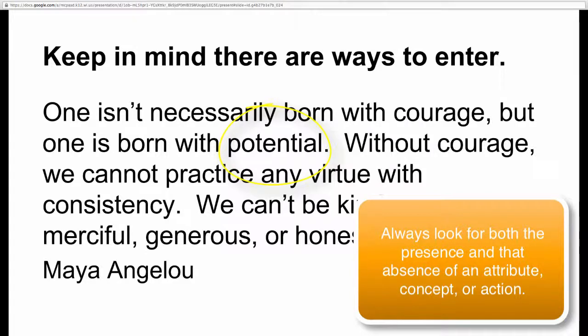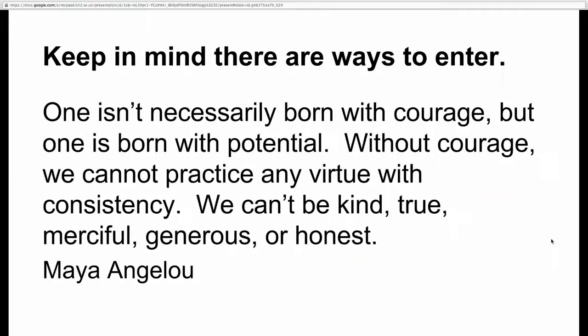Remember that when you're doing literary analysis, the presence of something is one thing, but it's equally important to ask about the absence of something. So we could talk about courage and who has it, but when we raise potential, we start to ask, who was not courageous and what moments did they have? Okay, so now we have two different ways that we can approach this, but I see a third.